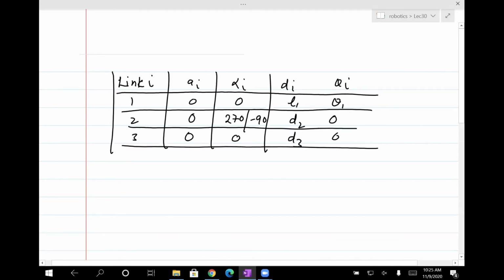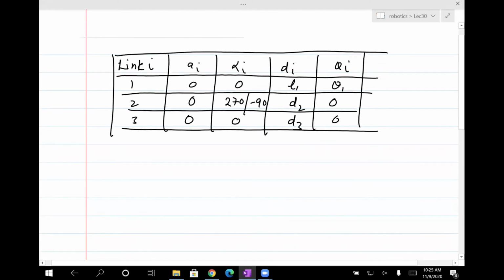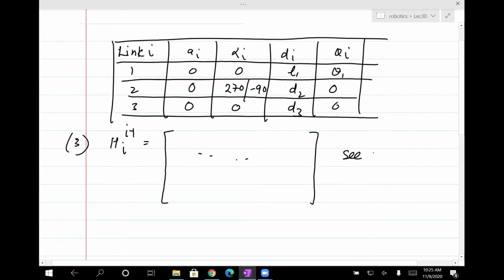Okay, this part is clearly very trivial. And then the final step, once we get the DH table, is to use the H formula, which is H i with respect to i minus 1 equals, okay, so there is a formula which I will not write here because you can see the notes, see the DH handout.